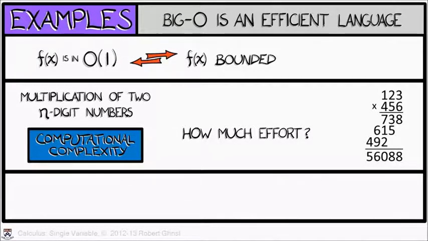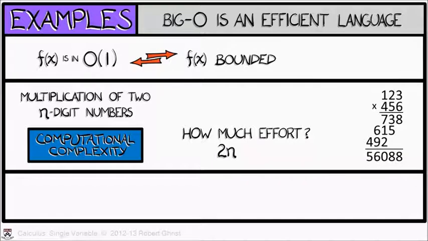To multiply these two numbers together, I need to take each digit of the second number and multiply it by the entire first number. That is n elementary mathematical operations. Well, maybe it's not n. Maybe we should call it 2n because of the fact that you have to multiply 6 times 3, 18, write the 8, carry the 1, etc.